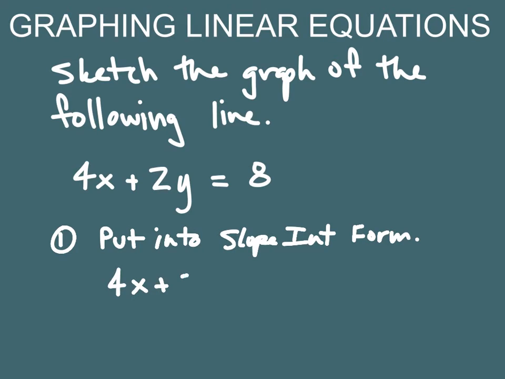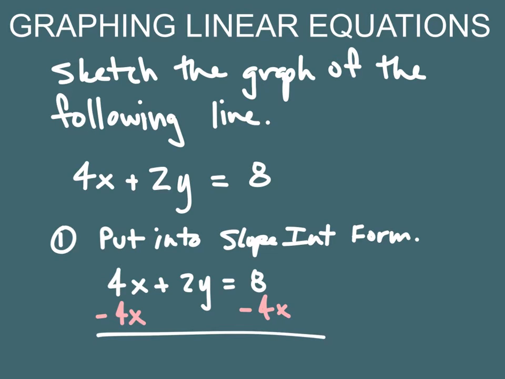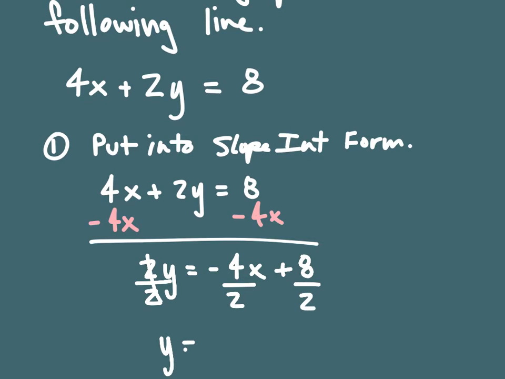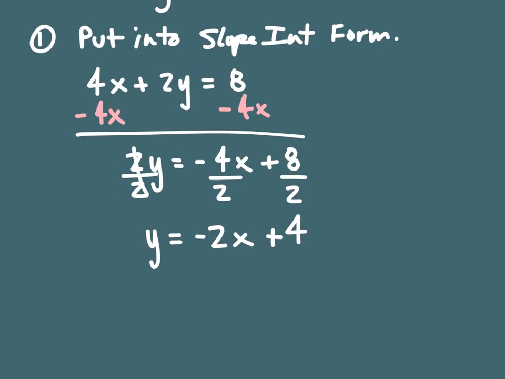So I've got 4x plus 2y is equal to 8. The first thing I would do is subtract 4x from both sides, and then we're going to get 2y is equal to -4x plus 8. And then I'm going to divide everything by 2. So I've got that y is equal to -4 divided by 2 is -2, x, and then 8 divided by 2 is +4. So from here, what I have is a slope of -2, and I have a y-intercept of 4.